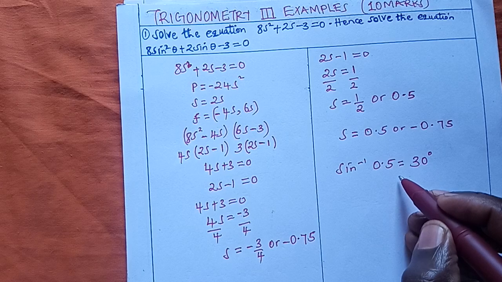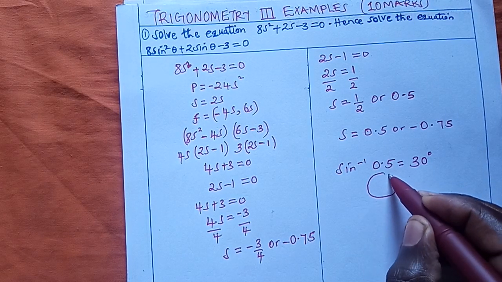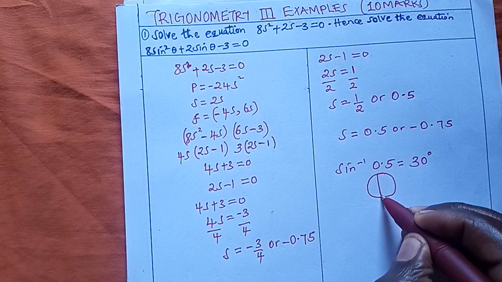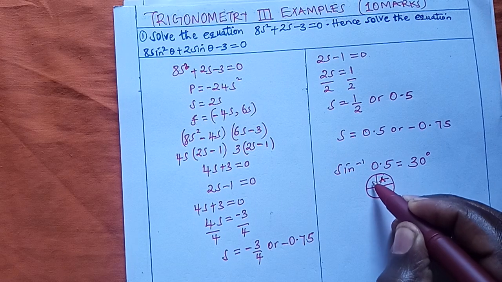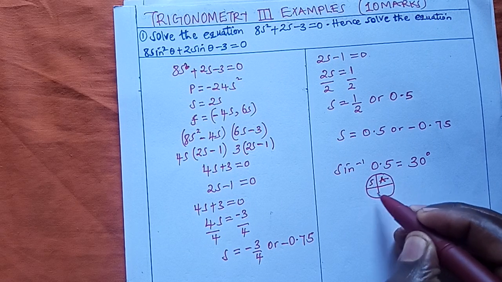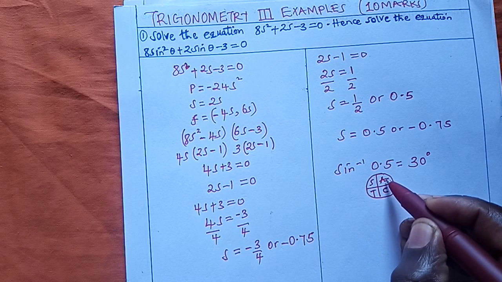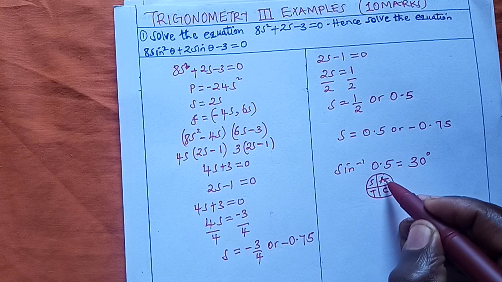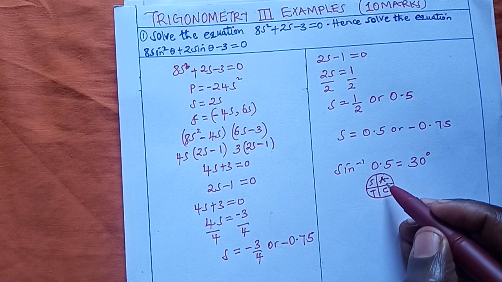30, we subtract 180. Why am I subtracting 180? These are the four quadrants. We have A here, and then S is here, T is here, and C is here. A simply means that sine, cosine, and tangent under this quadrant are positive. All of them are positive.